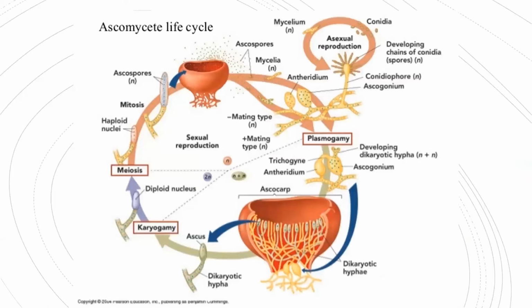So here's another complex looking life cycle. Here's our fruiting body, or the ascocarp, and if we zoom in, we can see these special ascus where the ascospores get produced.